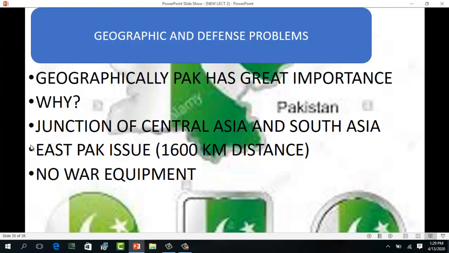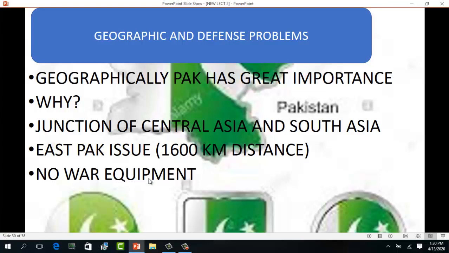Now the issue arises, the problem arises. Pakistan was worried from the past day. Why was Pakistan worried? Because India was between East and West Pakistan. Which country was located between East and West Pakistan? India. And at that time, the relations of Pakistan and India were not good. That's why Pakistan was worried from the first day.